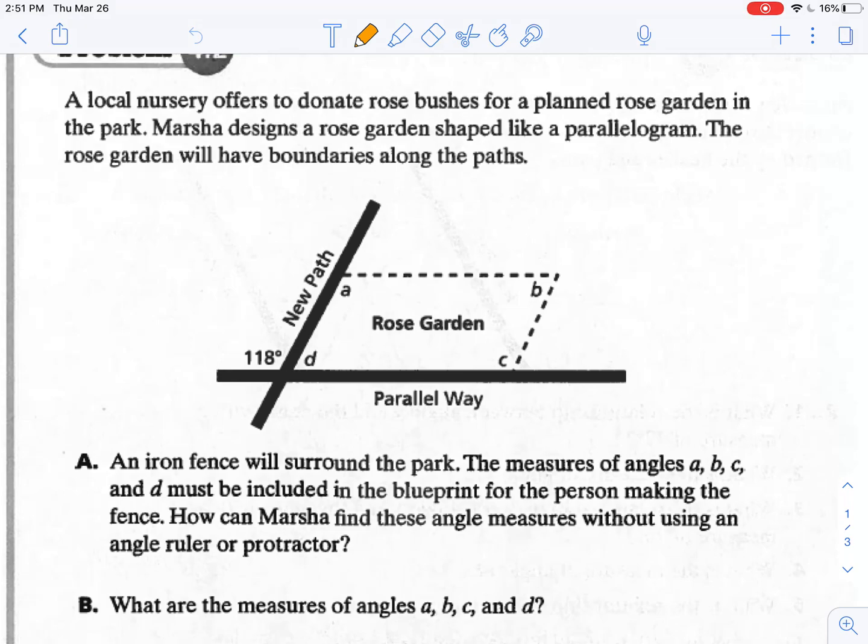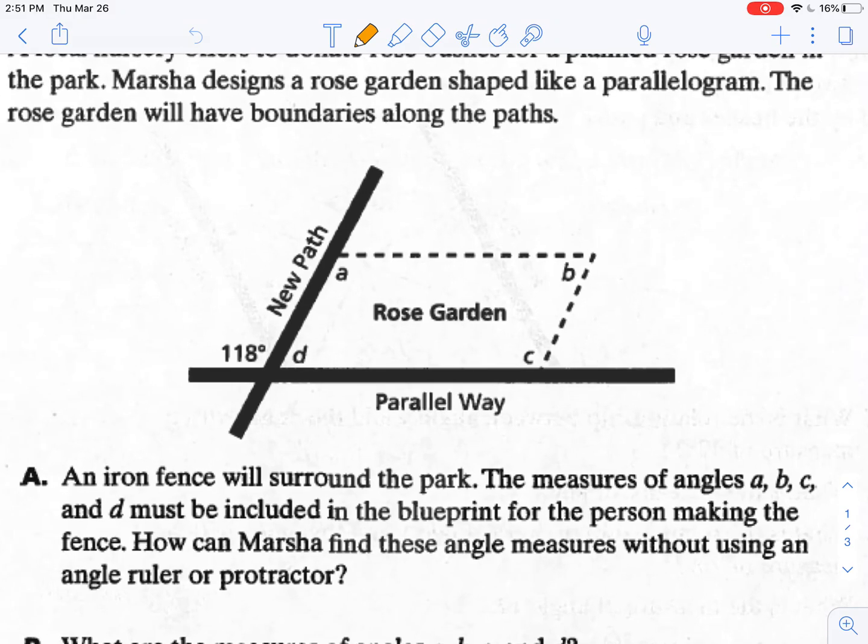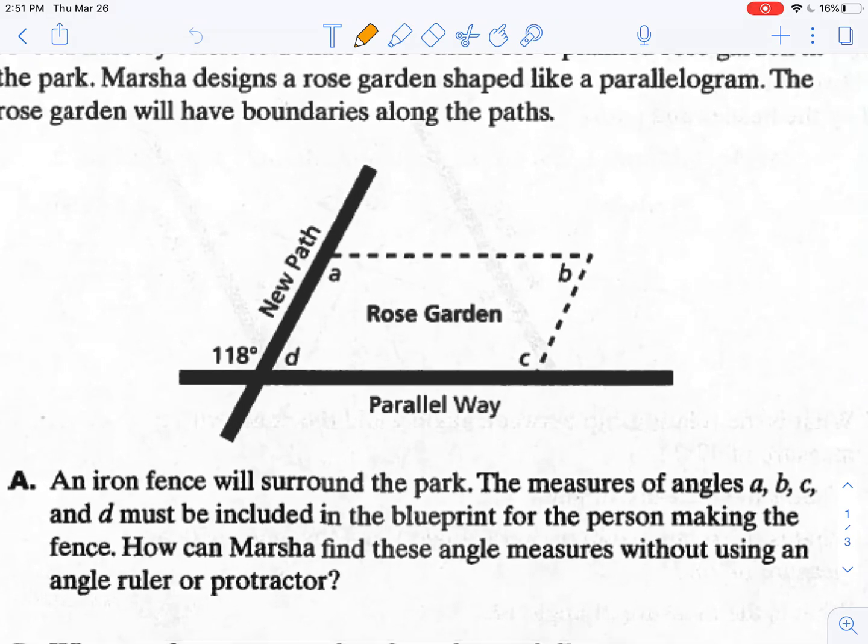Okay, Nick, we're just going to do the basics. Here we go. You know the story. We're supposed to find the measures of angles A, B, C, and D. So, starting very slowly, angle D.